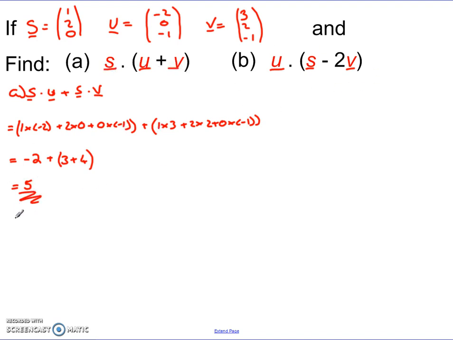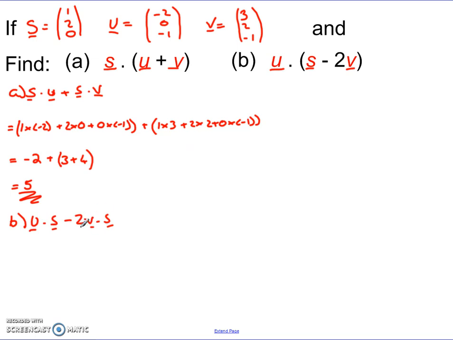What we can then do is do the second one. So for b, it's u dot bracket s minus 2v. Again, we stick with that associative property. And we're going to do u dot s, take away 2v dot s. So take away the scalar product of these.